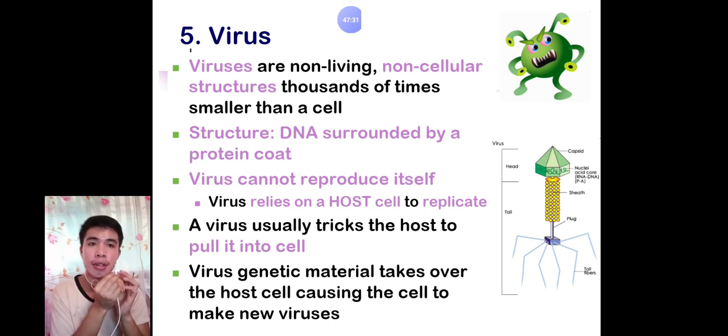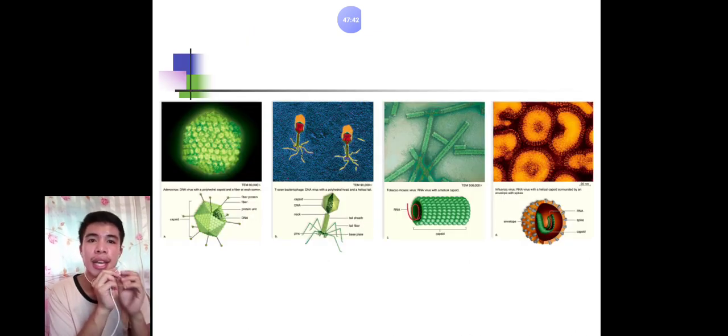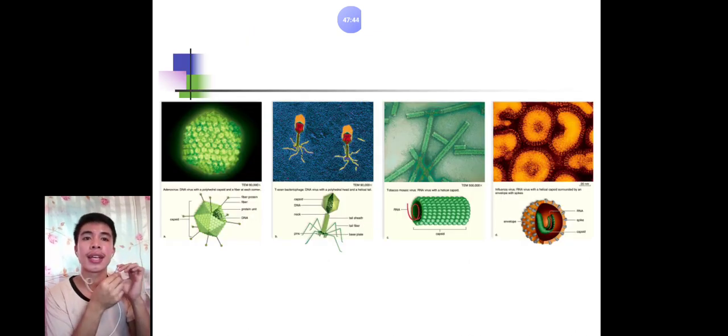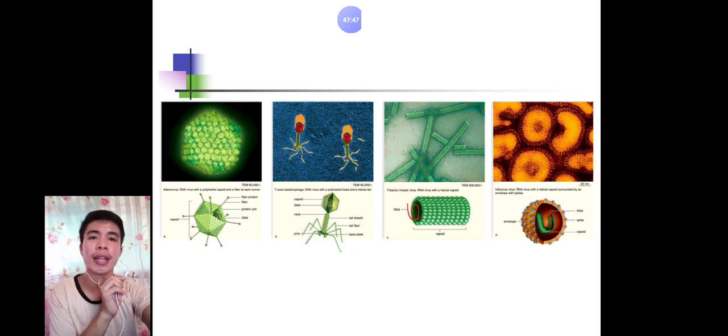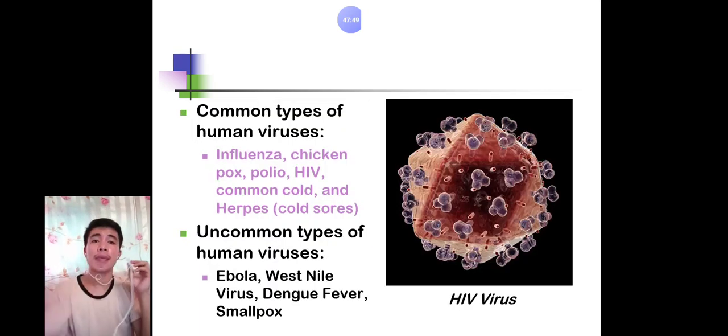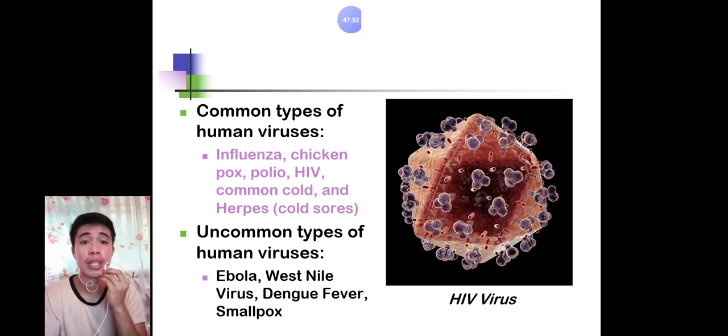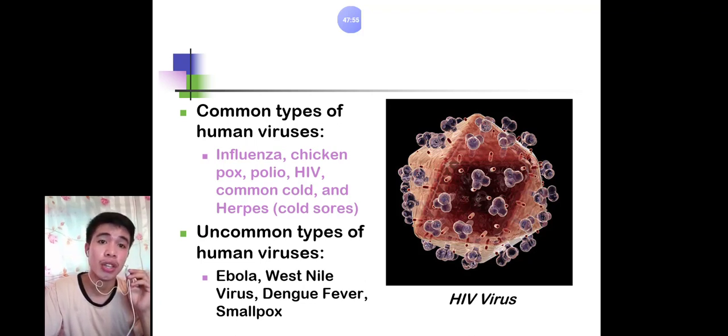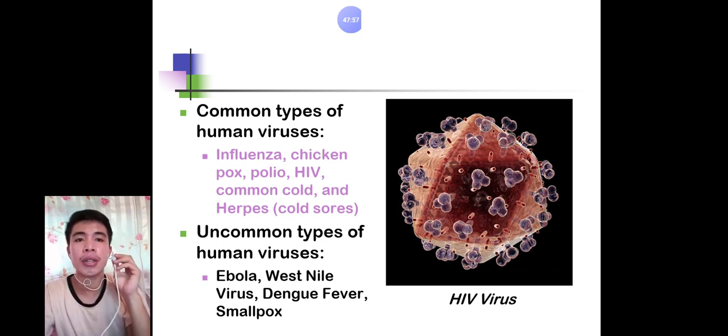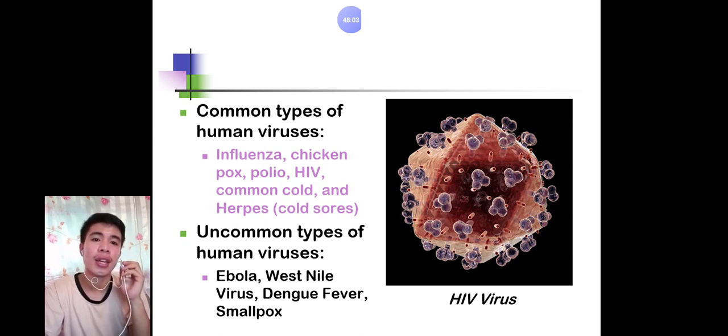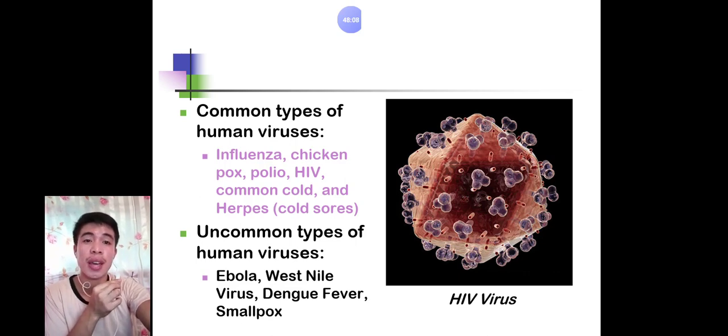In the past year or months, we had the COVID-19 virus, which was very traumatic for us. Common types of human viruses are influenza, chickenpox, polio, HIV, common colds, and herpes or cold sores. Other common human viruses are Ebola, West Nile virus, dengue fever, and smallpox.